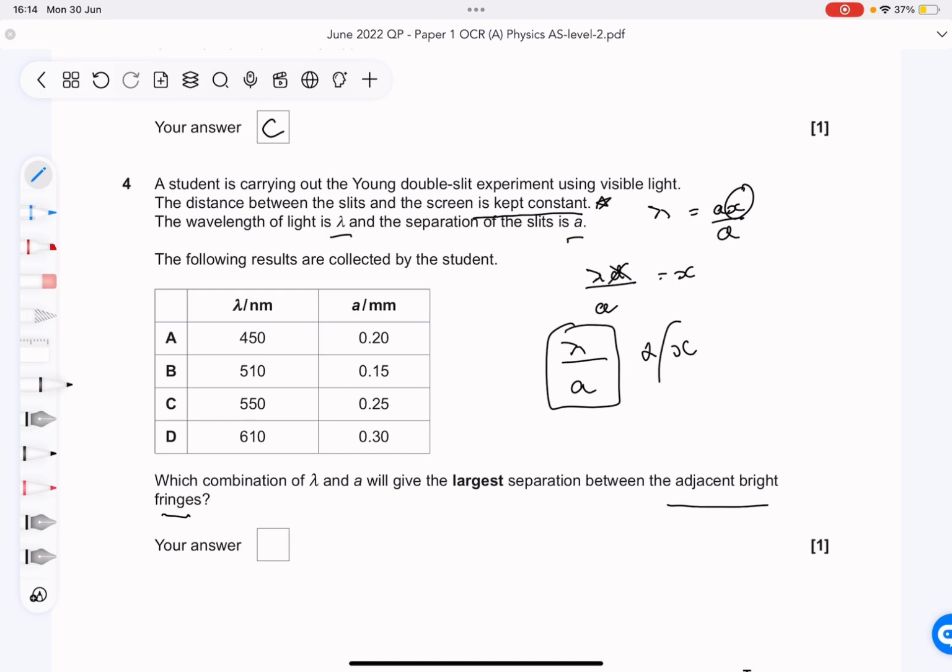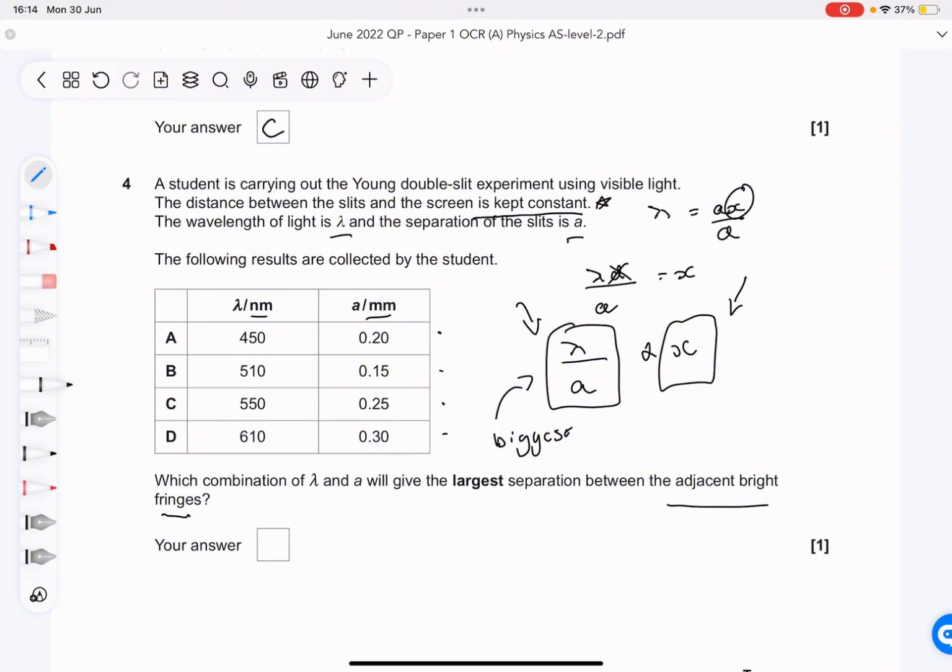So all that means is that this relationship here is equivalent to X, right? If I want the biggest value of X, I need the biggest value of lambda over A. So I can just put the values in for each of these, see which one is the biggest, and that's my answer. Don't worry about the units, nanometers and millimeters, because we're finding equivalent values. We're not finding one exact value, so you don't need to worry about the units.